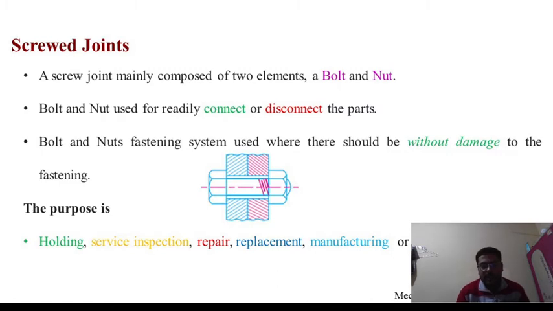See the picture. These are two materials connected by a screw joint. One side is a bolt head, another side is a nut. We can easily assemble by tightening the materials, and we can easily disassemble whenever not required. At that time we can recall or reassemble the component. This is useful for welding, service inspection, repair, replacement, manufacturing and other purposes. This type of nuts and bolts is used for screwed joints.